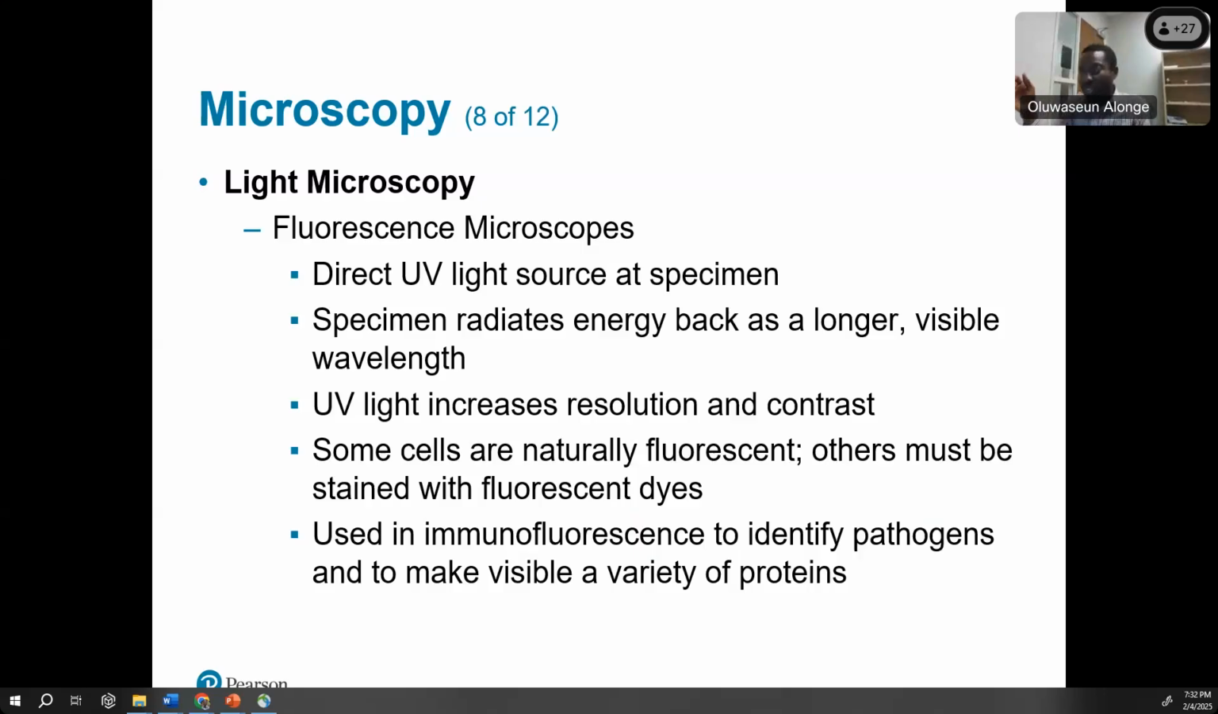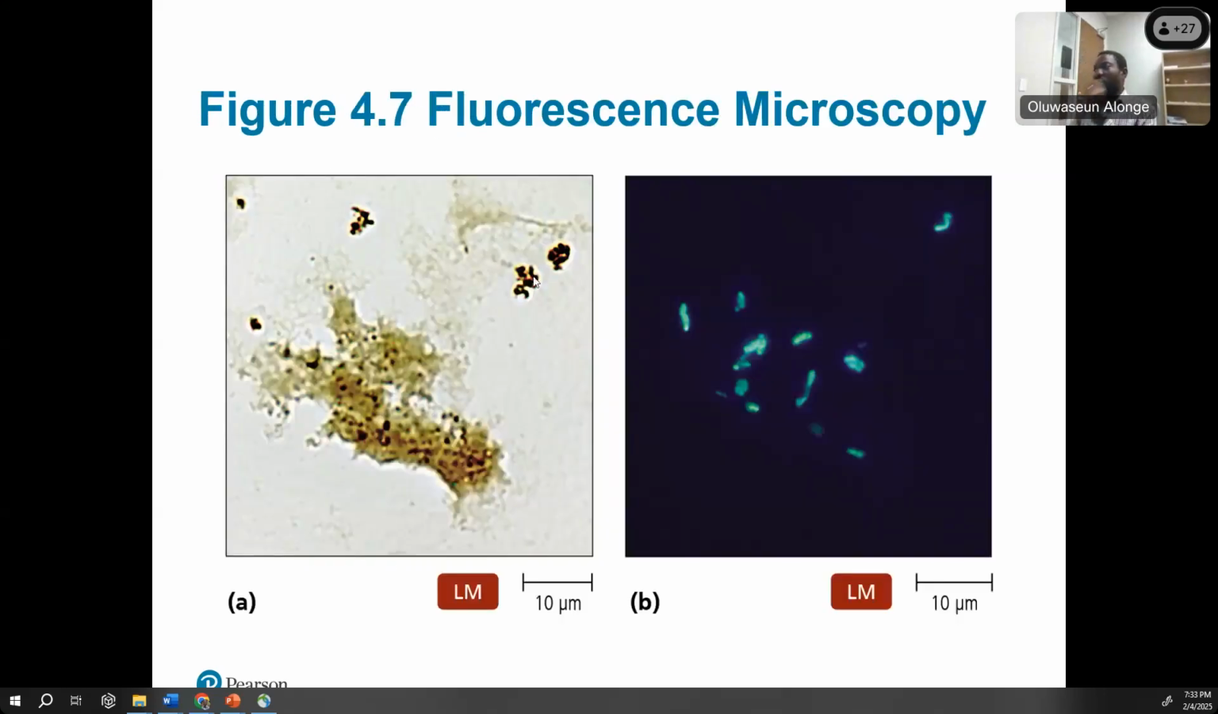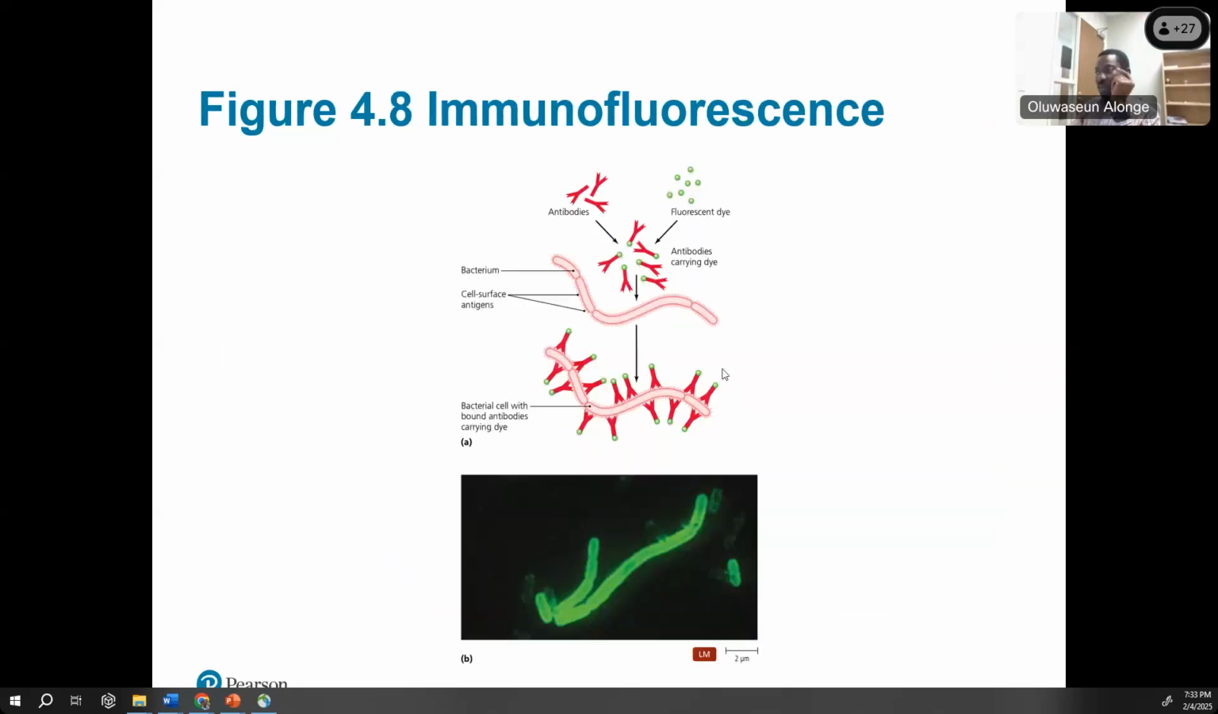So we use it for immunofluorescence. We use it to identify pathogens and to make some proteins visible. When you want to identify markers or some proteins, you use fluorescence. Sometimes you want to identify some antioxidants, and we use fluorescence to identify them. This is exactly what we are seeing here. It beams light on the structure and then they glow. That's the major word here, they glow. That is fluorescence. The subject you focus on will glow.